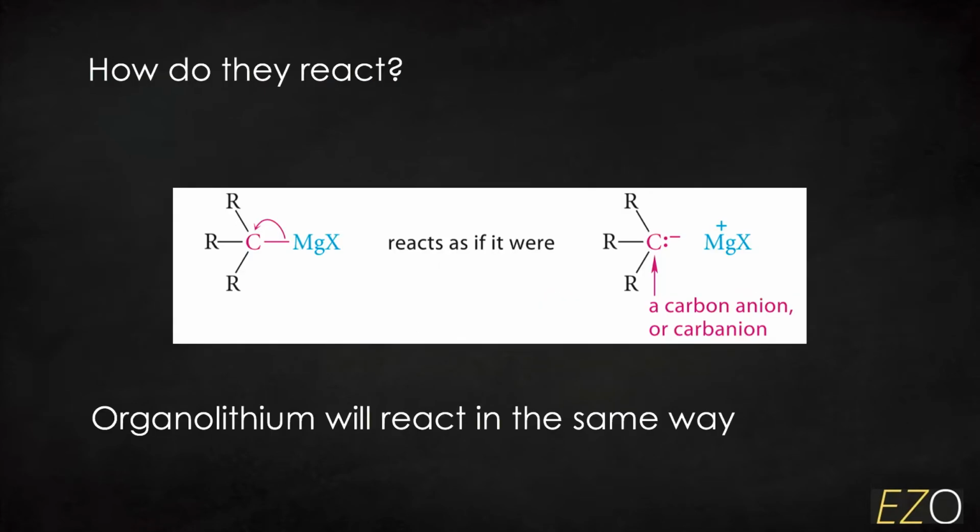So how do they react and what makes them special? Well, they basically create carbon anions, also known as carbanions. So it reacts as if it were a negatively charged carbon, so your alkyl group will be negatively charged at the carbon where the magnesium is bonded to, and just this extra portion here. And an organolithium will react in the same way, which is what makes these reagents very special.